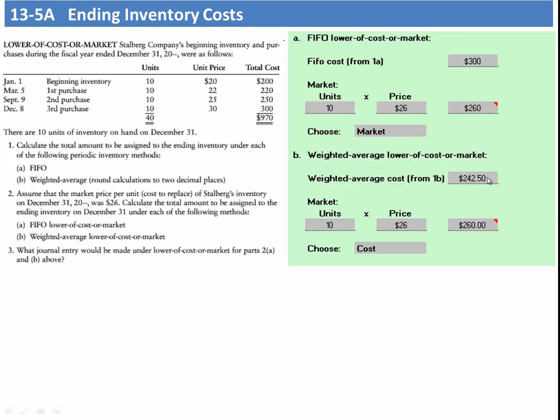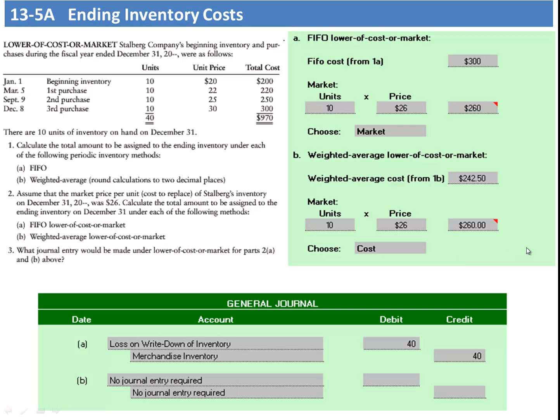Then in part B, same thing with the weighted average method. Previously we got $242.50, but the market cost is $26. So in this example, we would use the $260? No, we would use our cost, okay, because it has a lower amount. The $242.50 is lower than the $260.